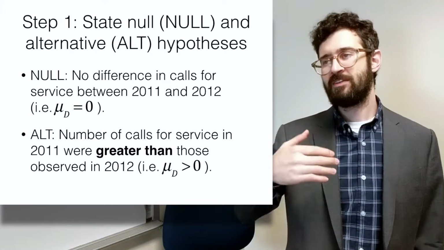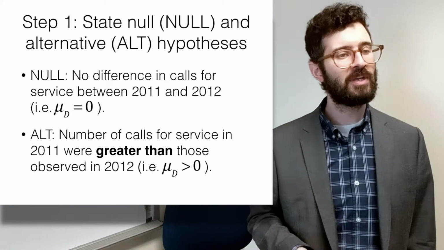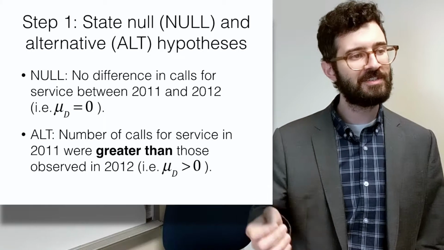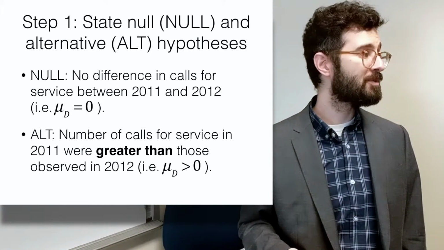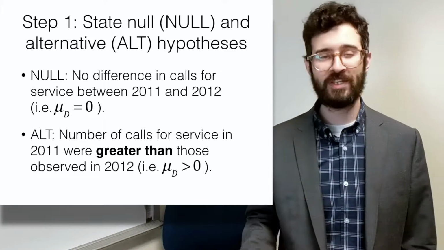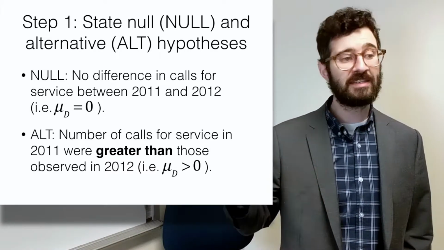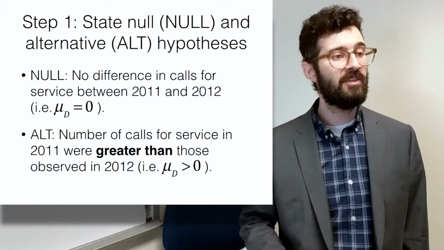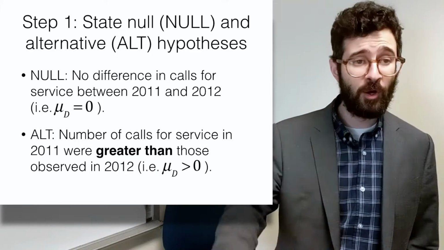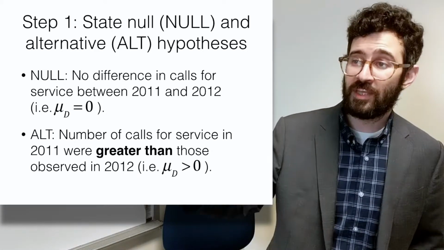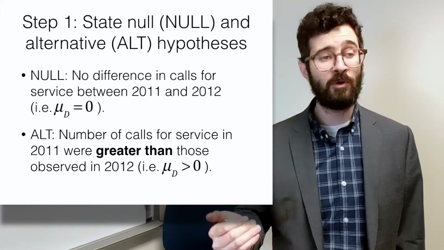Previously, we had talked about someone making a claim about the true population average. So here we do the same thing. We claim that the true population average for those differences is 0. So what we're effectively saying when we say this is that there's no difference between the number of calls for service at 2011 and 2012. The alternative hypothesis might be that something is happening. As part of Initiative Laser Point, the belief was that this new policing strategy would have an effect on these different locations, that it would lower the number of calls for service. So this gives us the alternative hypothesis that the number of calls for service in 2011 were greater than those observed in 2012.